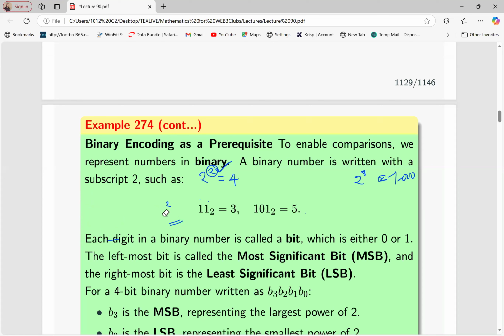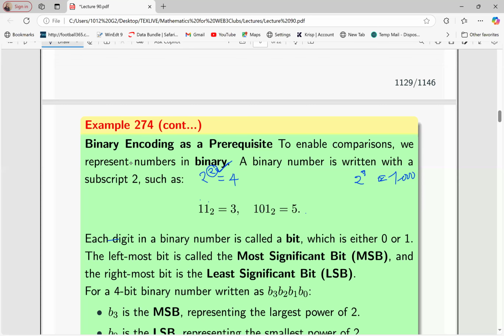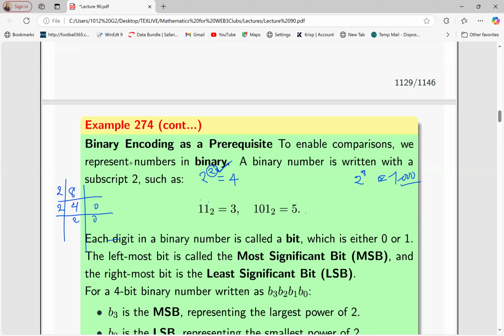2 raised to 3, I've said, is 1, then 3 zeros. Let's just see. 2 raised to 3 is 8. 2 goes there 4 times. The remainder is 0. Then 2 goes here twice. The remainder is 0. 2 goes here once. The remainder is 0. Then 2 goes here 0 times. The remainder is 1. So you note from the bottom going up, it's 1, then 3 zeros. And that is what I had just written. So in other words, if I had 2 raised to 4, I would get 1, then 4 zeros.